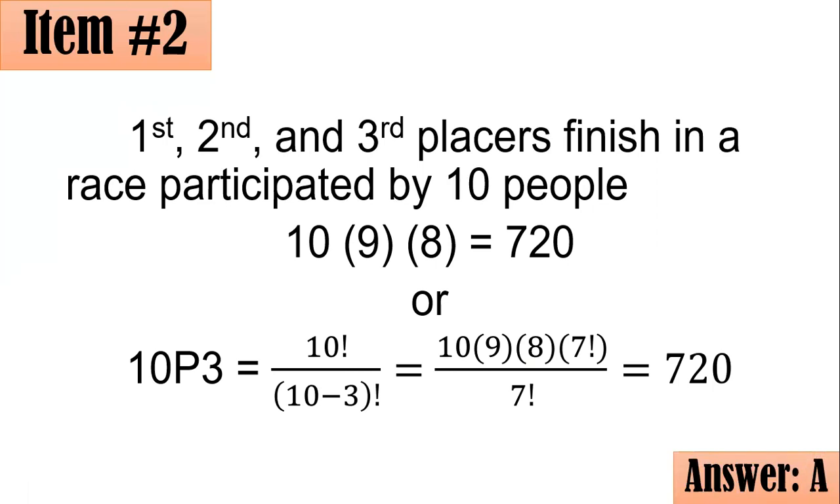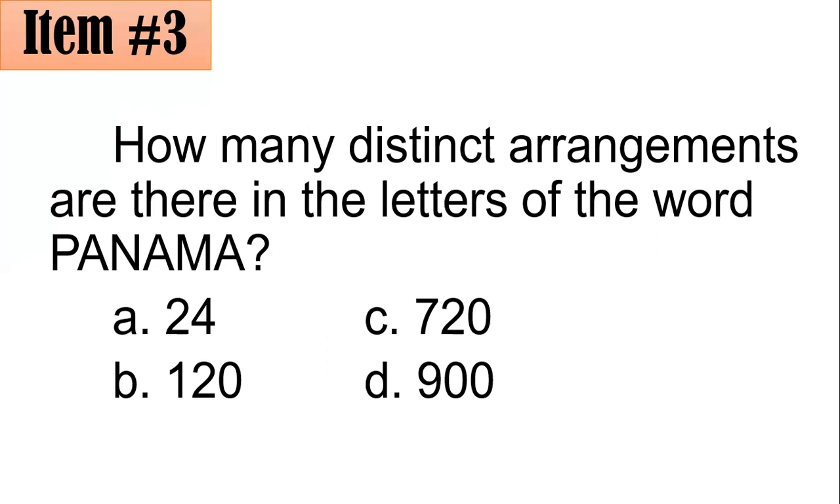I hope you got them correctly. Let's proceed to item number 3. How many distinct arrangements are there in the letters of the word Panama? Is it A, B, C, or D in this case? For this particular case, you could see that there are repeated elements. Hence, we will be using the concept of indistinct permutation, or permutation with repeated elements.